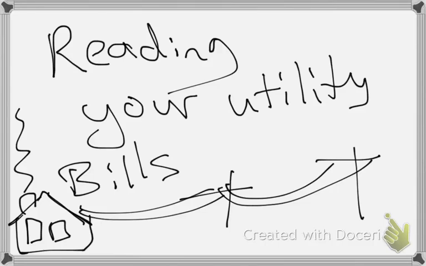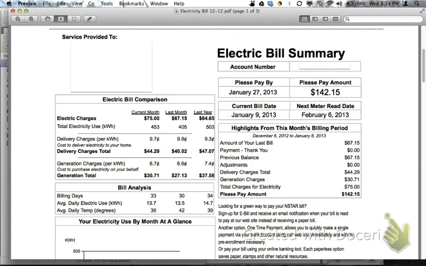In this screencast, I'm going to show you how to read your utility bills, specifically your electricity bill and your natural gas bill. Here's a sample electric bill, and I'm going to walk you through all of the important parts of this bill. One of the things to notice, first of all, is that electricity is measured in a unit called kilowatt hours.